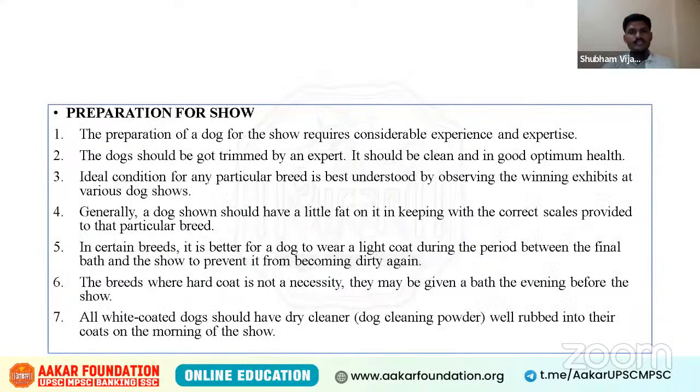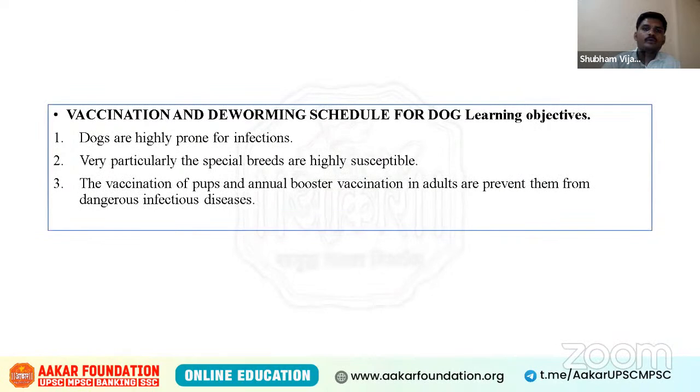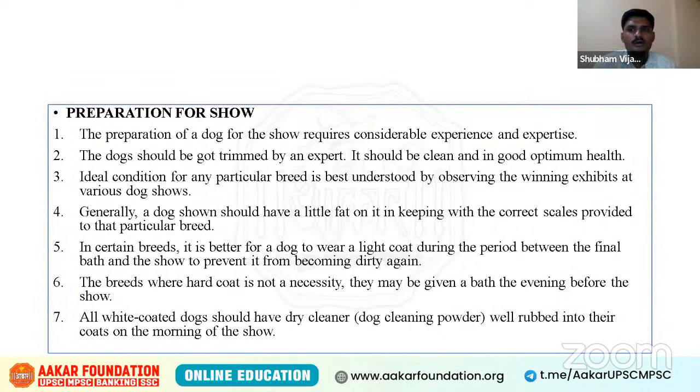Now, if you want to prepare dogs for different types of shows, what are the prerequisites? Preparing a dog for a show requires considerable experience and expertise, and trimming is required, and the dog should be kept good and clean. The dog must also be in good health. The ideal condition for a particular breed is best understood by observing the winning exhibits at various dog shows. Generally, a dog should have a little fat in keeping with the correct scale provided for that particular breed. In certain breeds, it is better for a dog to wear a light coat during the period between the final bath and the show, to prevent it from becoming dirty again.